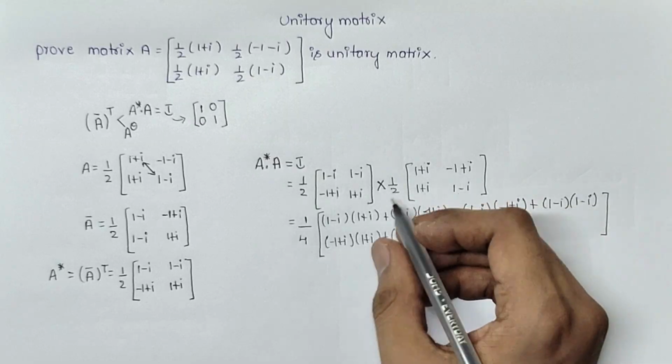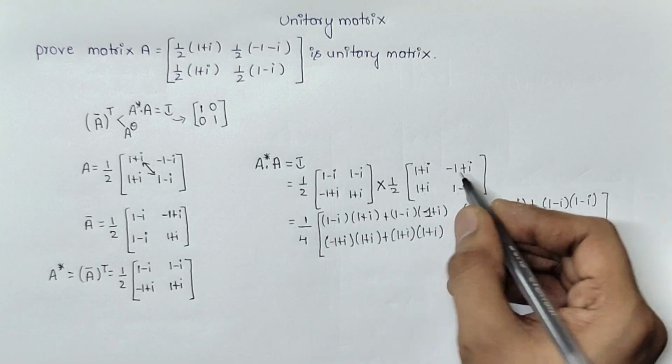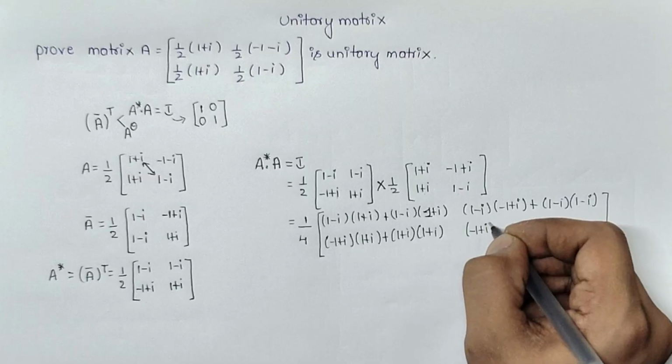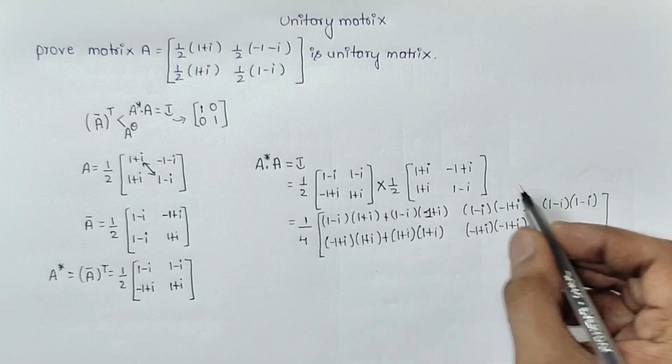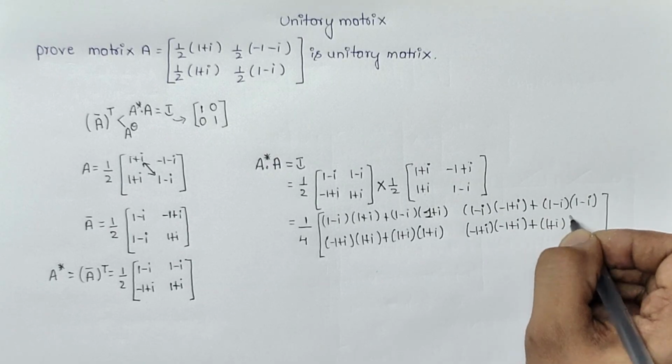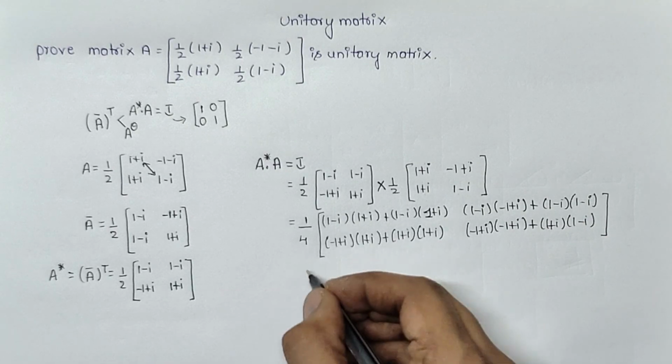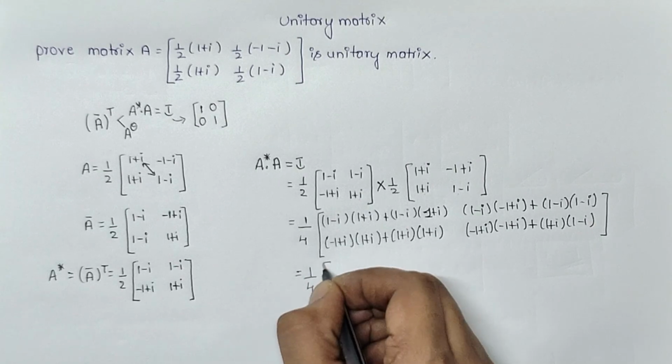Next, (−1 + i)(−1 + i), (−1 + i)(−1 + i) + (1 + i)(1 − i), (1 + i)(1 − i), which will be equal to 1 divided by 4.